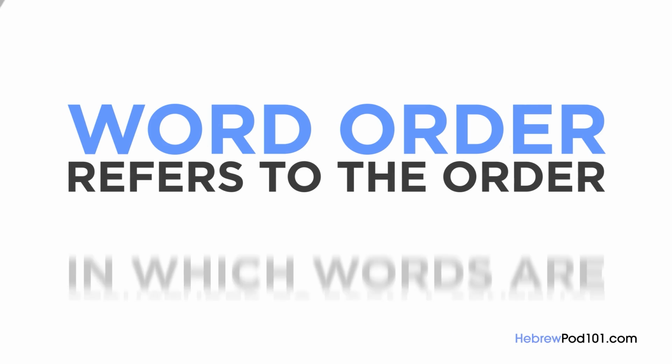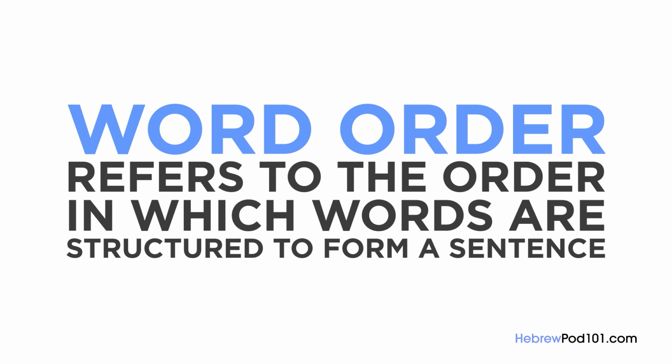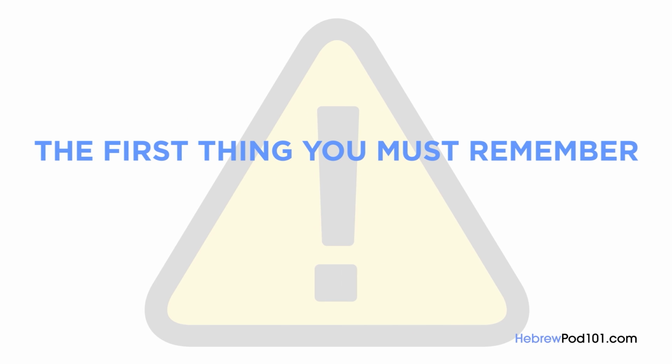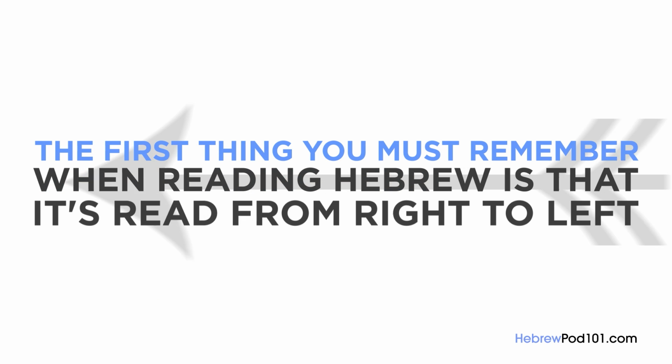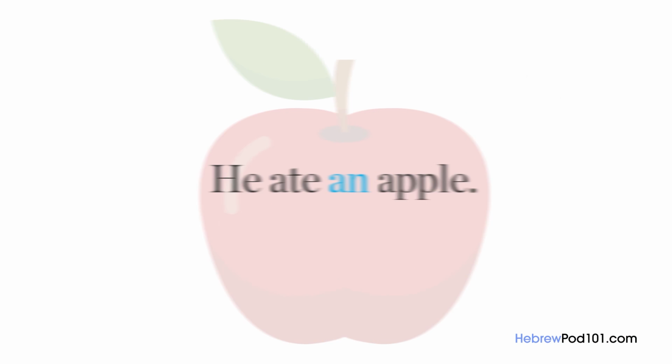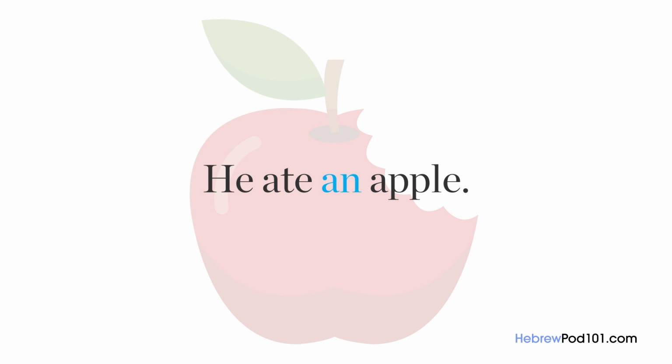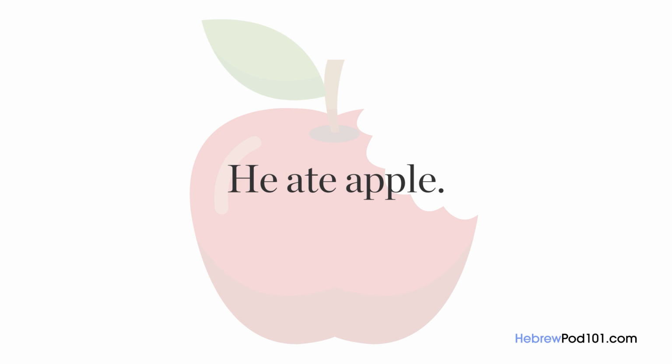Word order refers to the order in which words are structured to form a sentence in a given language. The first thing you must remember when reading Hebrew is that it's read from right to left. Consider the English sentence, he ate an apple. But first, let's remove the article an here for simplicity. So we're just left with he ate apple.